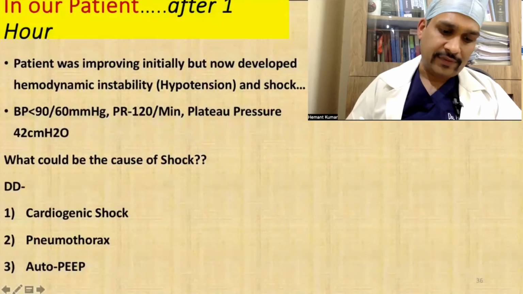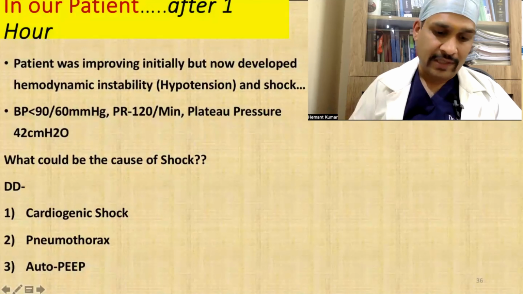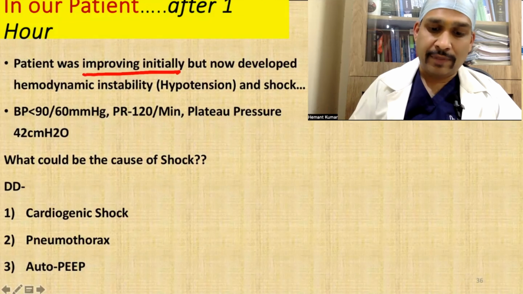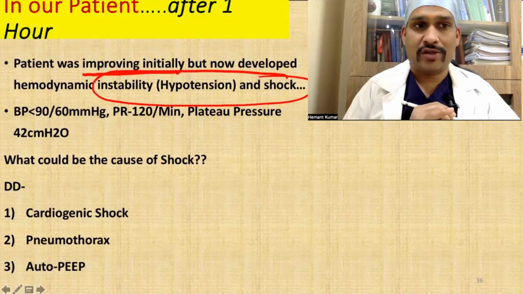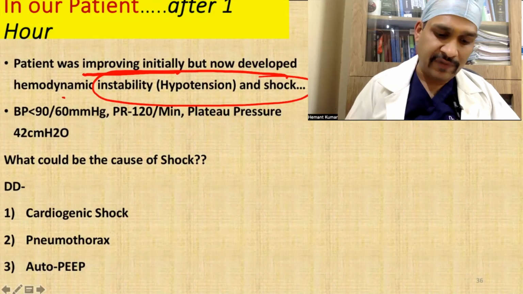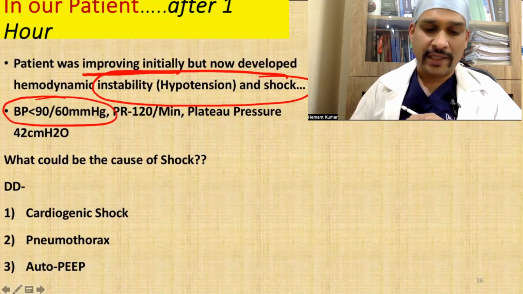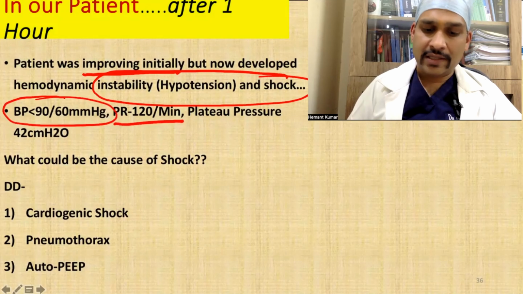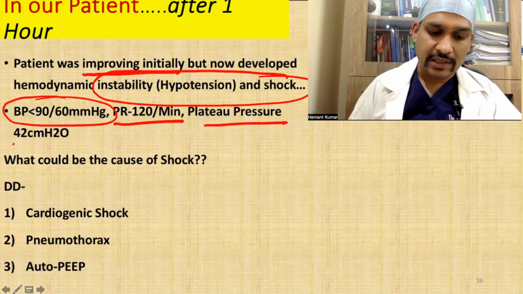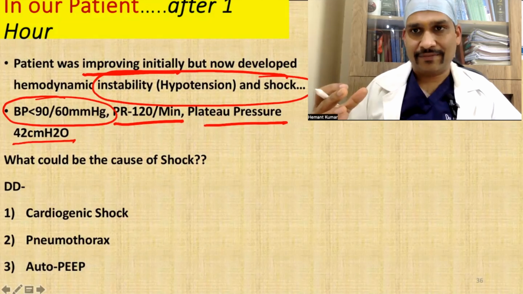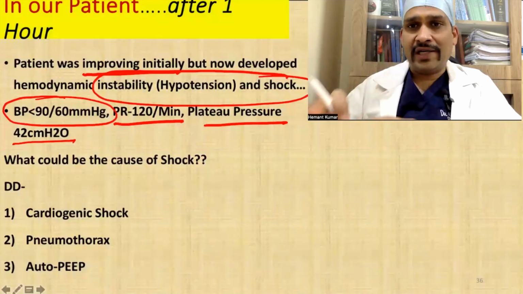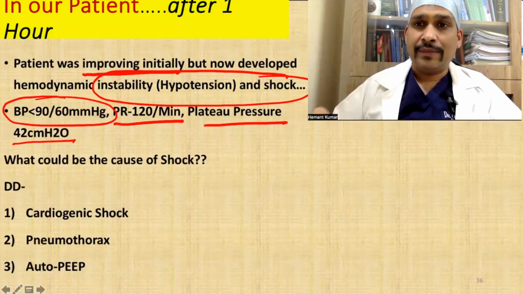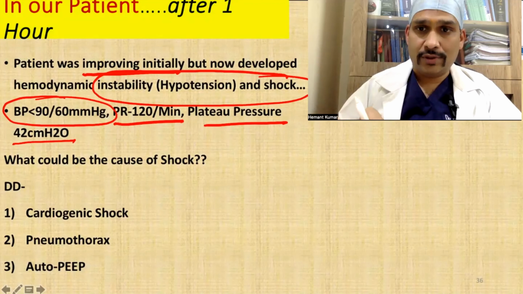So after 1 hour, what happened? The patient was improving initially, but now developed sudden instability of hemodynamics, meaning the patient got shock. His BP was reduced to below 90 by 60. Tachycardia, and plateau pressure was 42, meaning increased. So the patient, we have increased minute ventilation. After 1 hour, patient got shock, low BP.